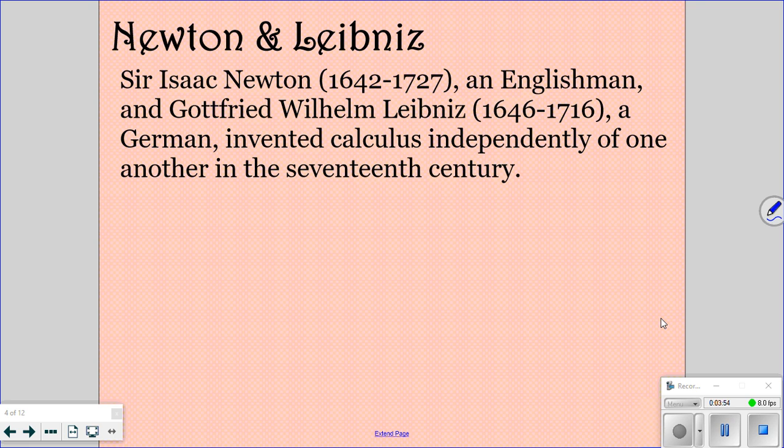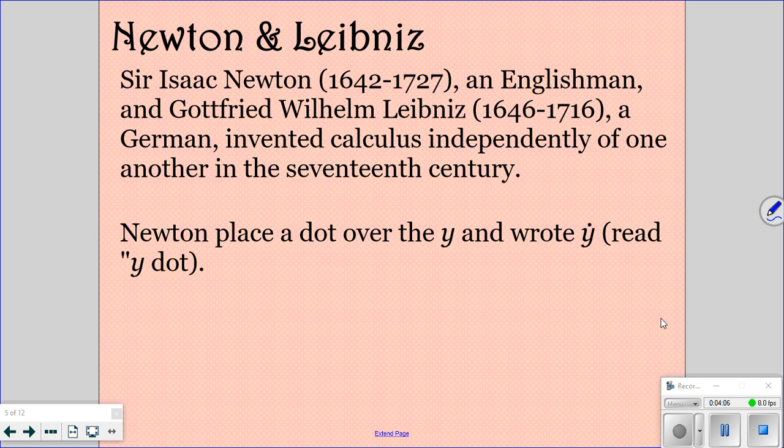So I go with the Leibniz pronunciation, but if you want to go with the Leibniz, it's not really wrong. It is a foreign name, so whatever you pick is not really a big deal. All right, so Newton placed a dot over the y, and he wrote y and wrote y dot.